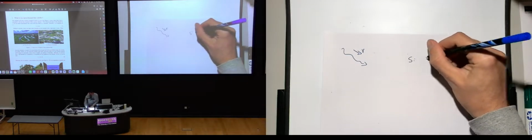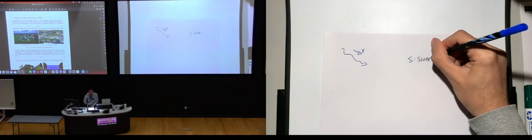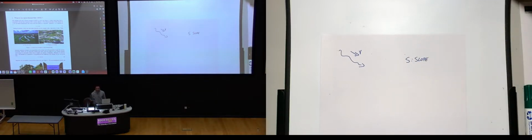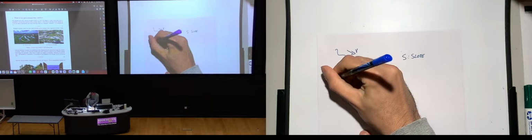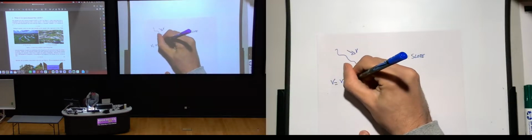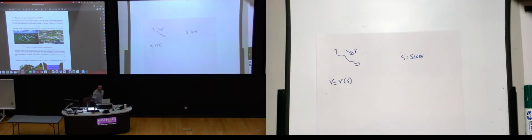Let's try to give some information about this velocity. First, you can imagine that the stronger the slope of the river, the faster the velocity will be. So, if I call S the slope of the bottom of the channel, you can immediately say that the velocity will be a function of the slope.